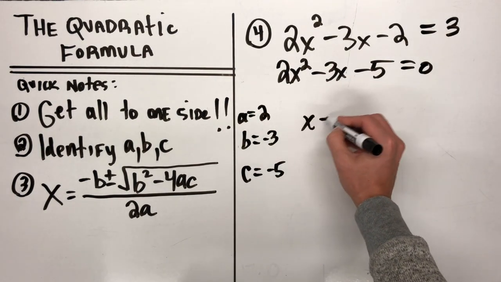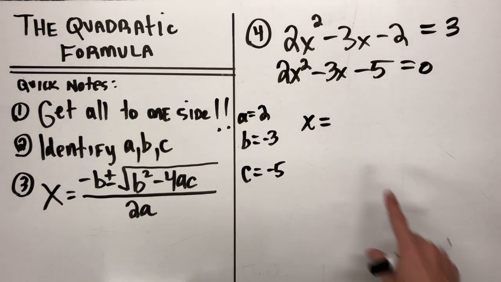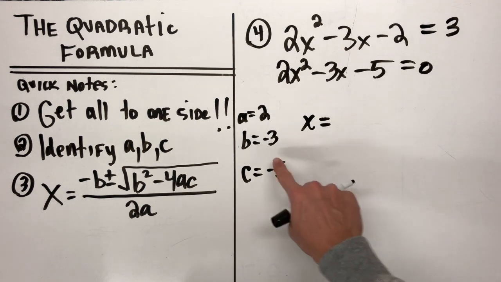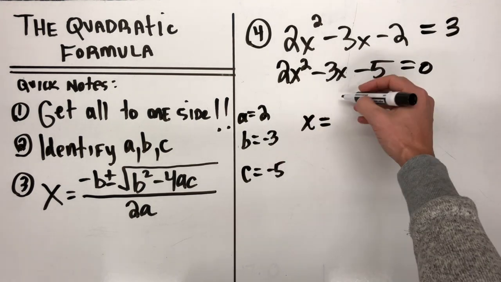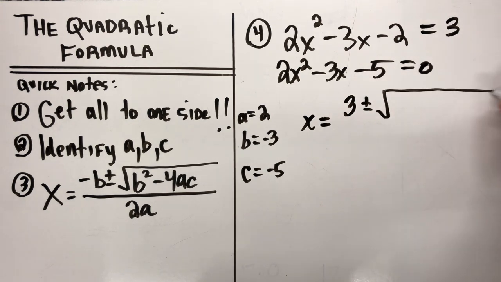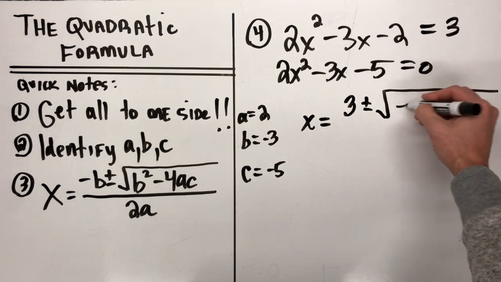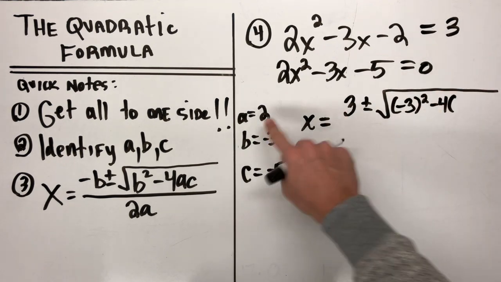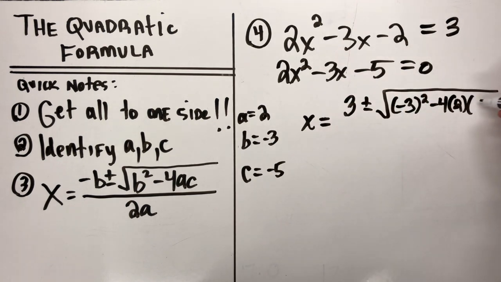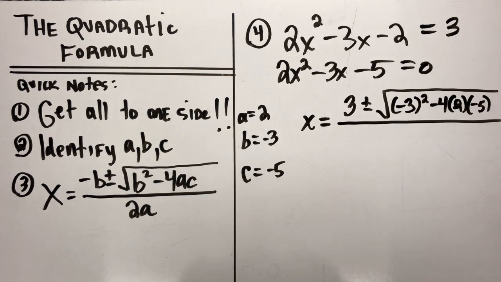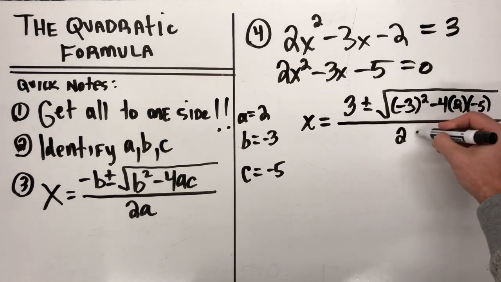So our x-intercept will equal negative b, but because b is already negative, it will actually be positive 3 plus or minus the square root of b squared, which is negative 3, so negative 3 squared minus 4 times a, which is 2, times c, which is negative 5, all over 2 times a, which is 2 times 2.